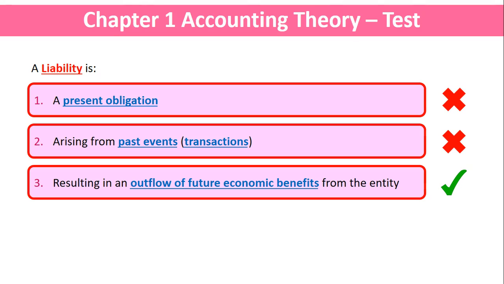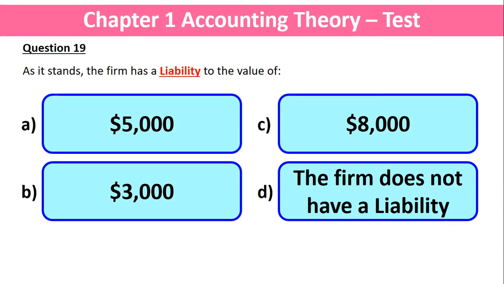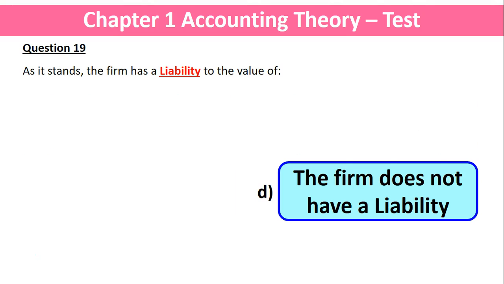But because criteria 1 and 2 here aren't true, there's no obligation and no past event, there's actually no liability at all. So to answer the question, as it stands, the firm has a liability to the value of, it's actually going to be option D. The firm does not have a liability at all because there is no present obligation or no past event.